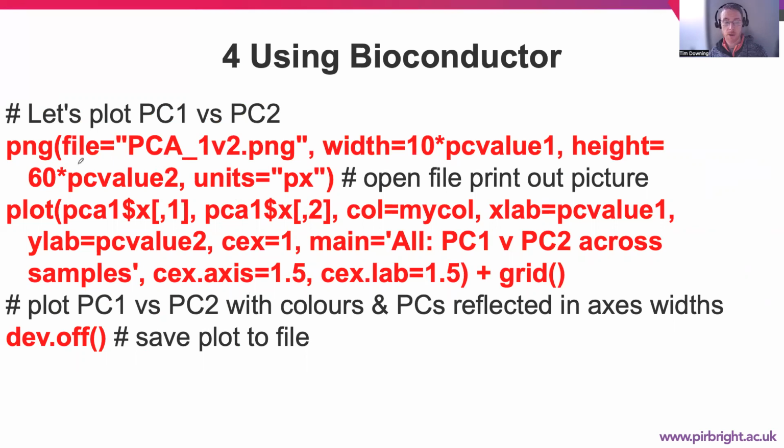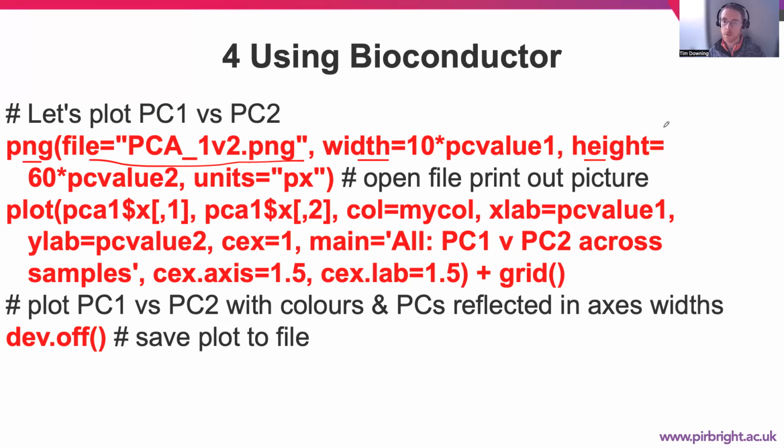What we do is we take a function called png. We give it a file name that we want to print out to in our current folder. If we want a nice plot, we give it a width and a height. Here, the width and height correspond to the sizes of PC1 and PC2. Not perfectly, because PC1 is very big and PC2 is very small. I'm using units of pixels. But this kind of gives you a sense that PC1 is bigger and PC2 is smaller.